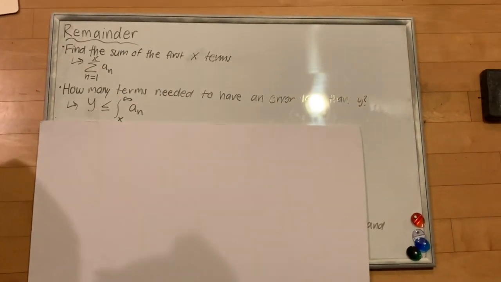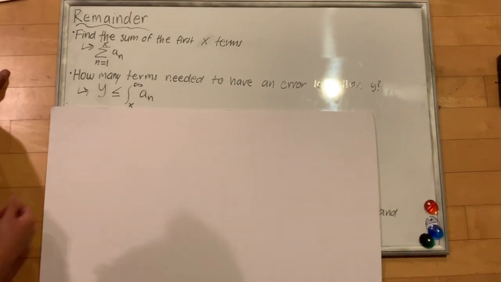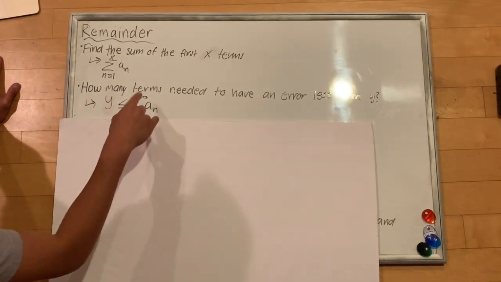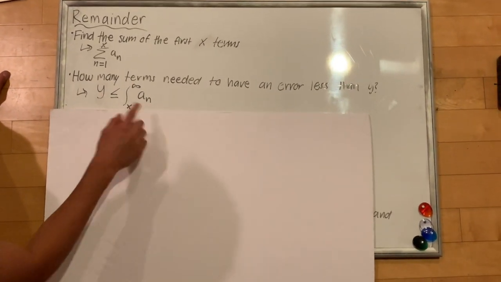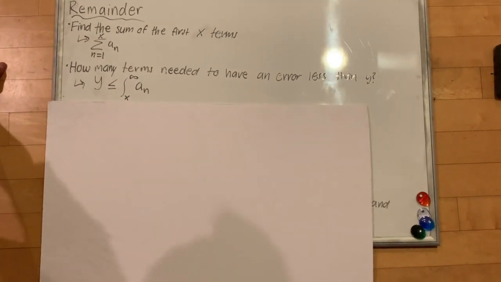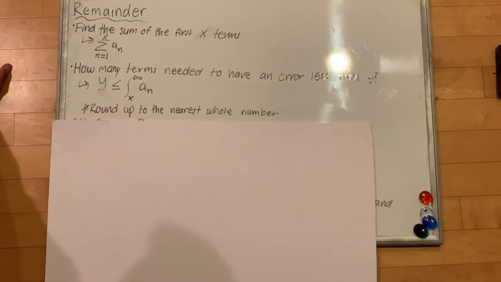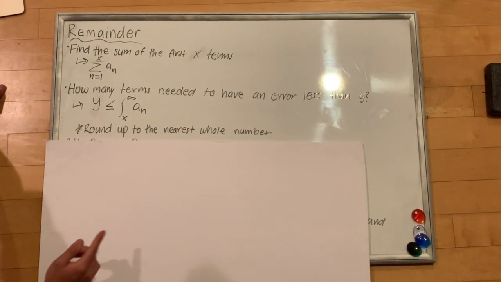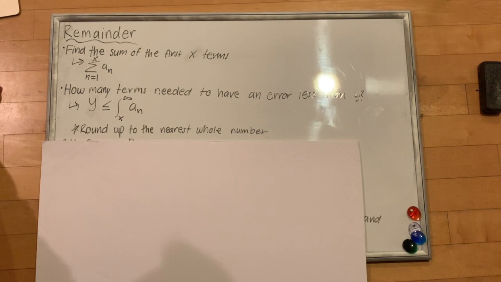Next would be how many terms you need to have an error less than y. You make y your remainder, and the remainder would be less than or equal to the integral of a of n. So you would make your function an integral and solve from there to find the terms you need. Then you would round up to the nearest whole number. So if it was 17.1, you would round to 18 terms.